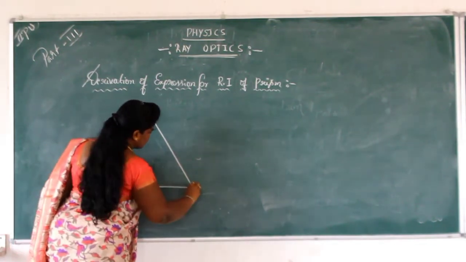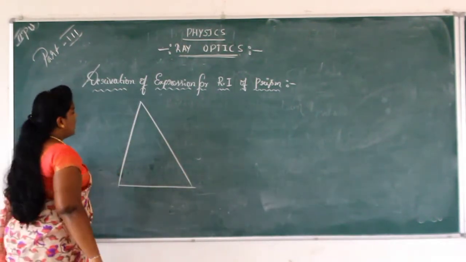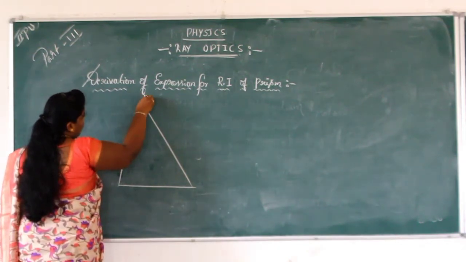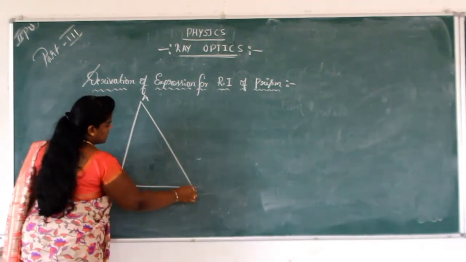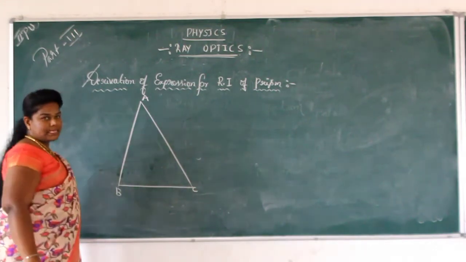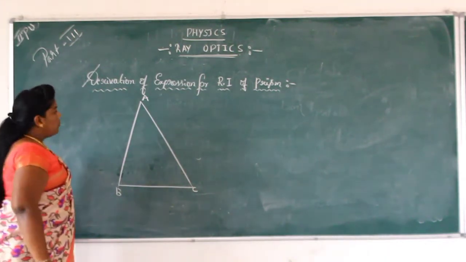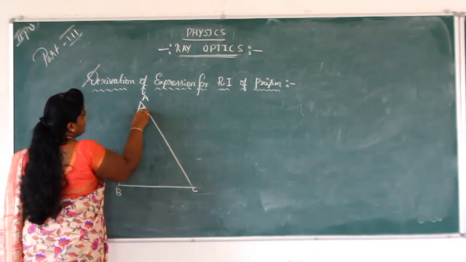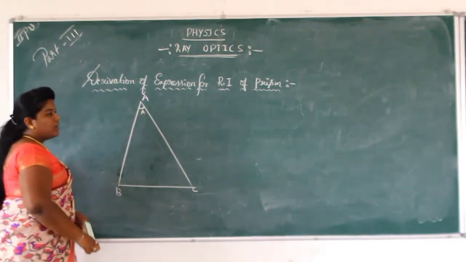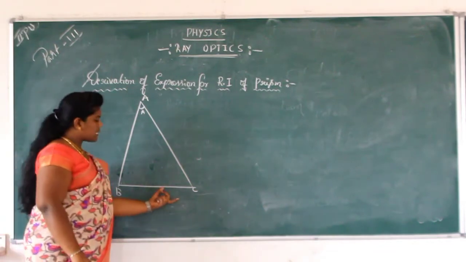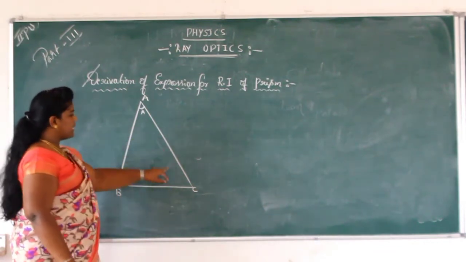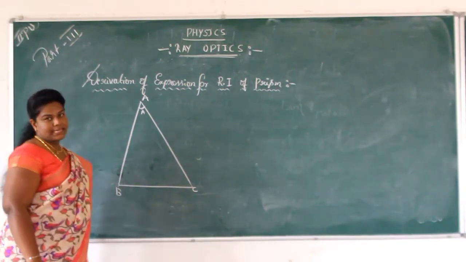So this is said to be the prism, let us name this prism as ABC. This is the angle of the prism, represented as A. In this, BC is considered as the base, whereas we have the refracting edges AB and AC.